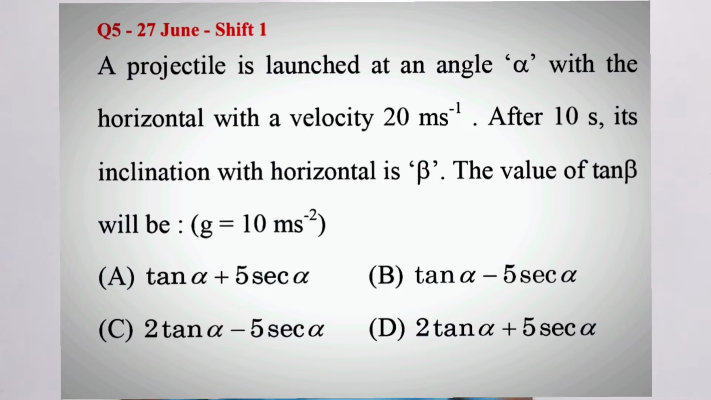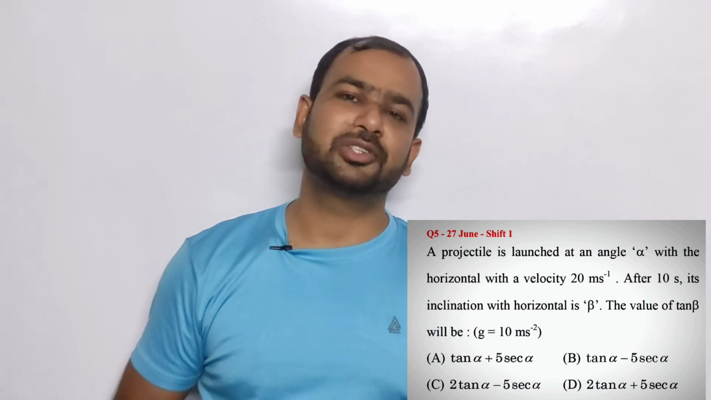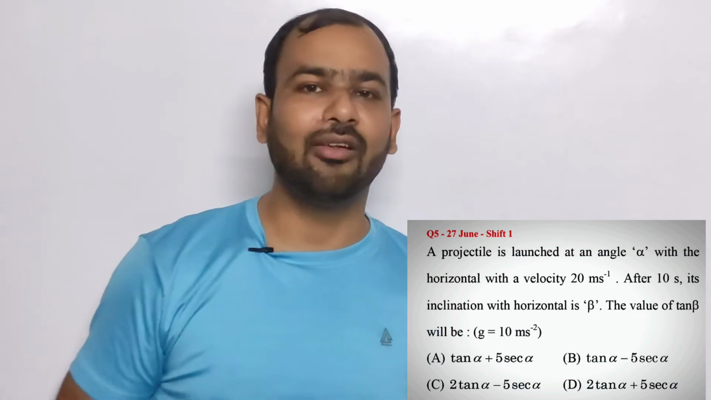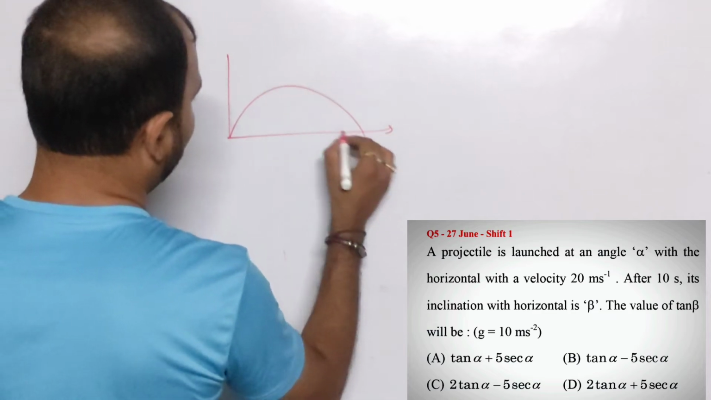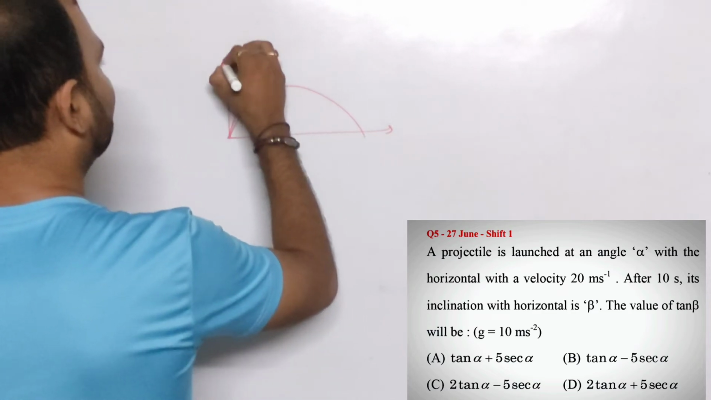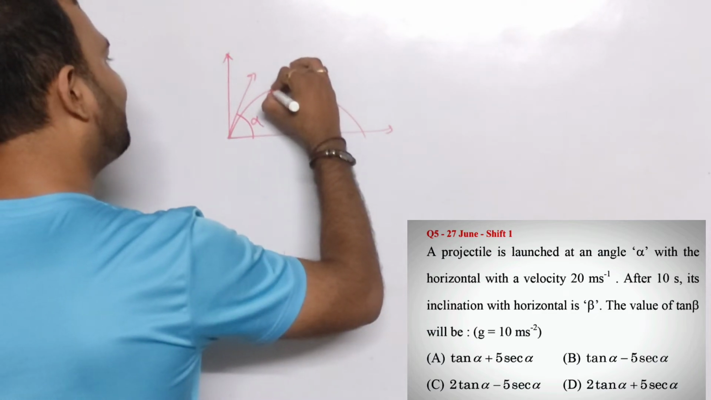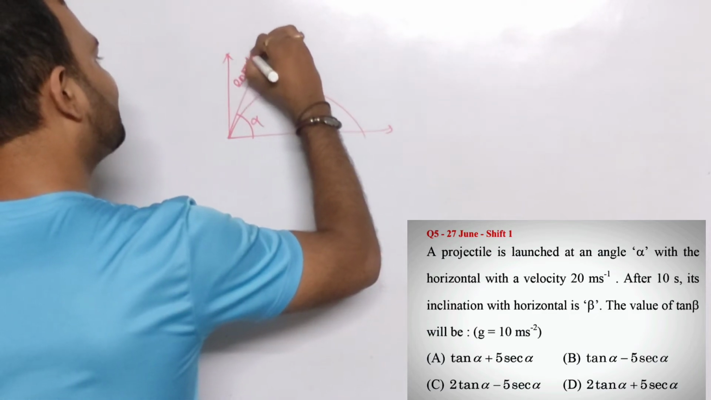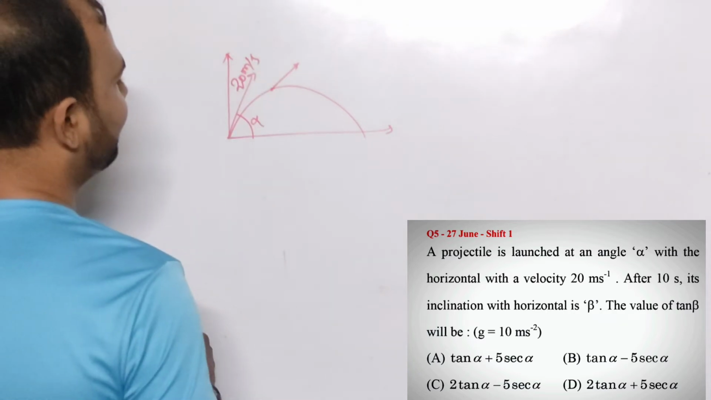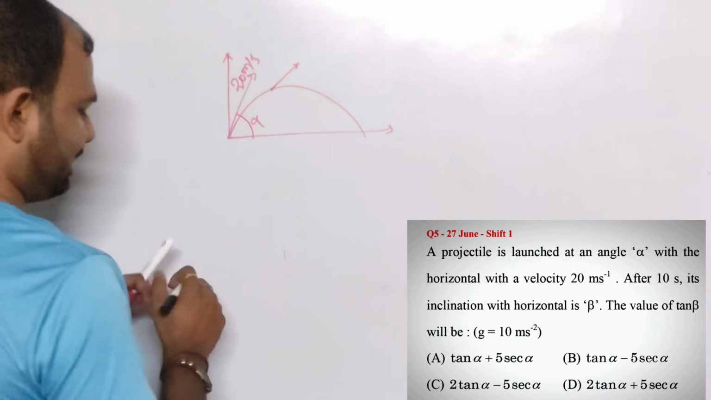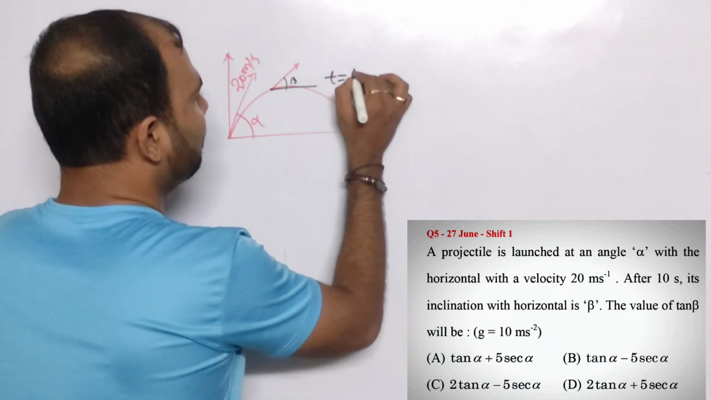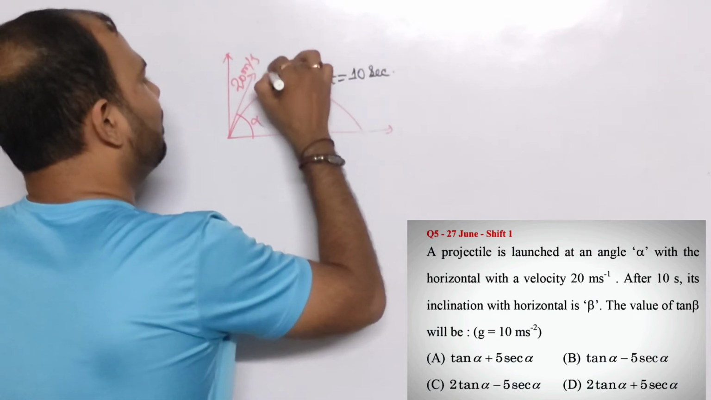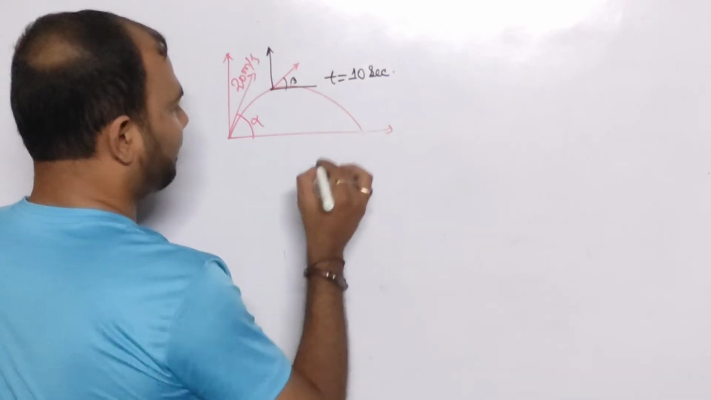The question states that a particle, or a body, has been thrown with an initial velocity of 20 meter per second at an angle alpha with the horizon. So let us draw the diagram. It creates alpha with the horizontal at t equal to 0, with 20 meter per second. After t equal to 10 seconds, here is the ball, and it creates beta angle at t equal to 10 seconds. We have to find tan beta.